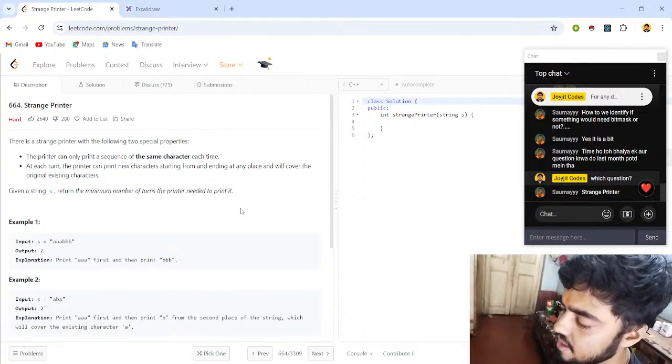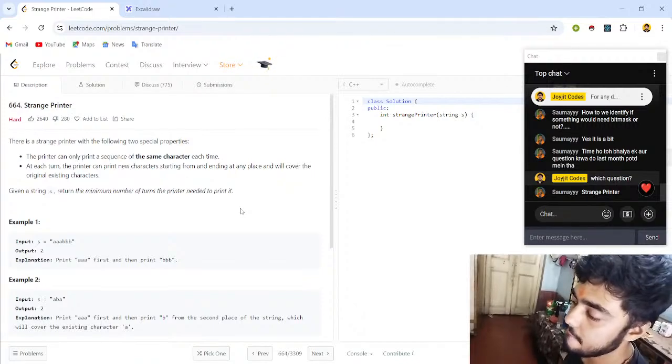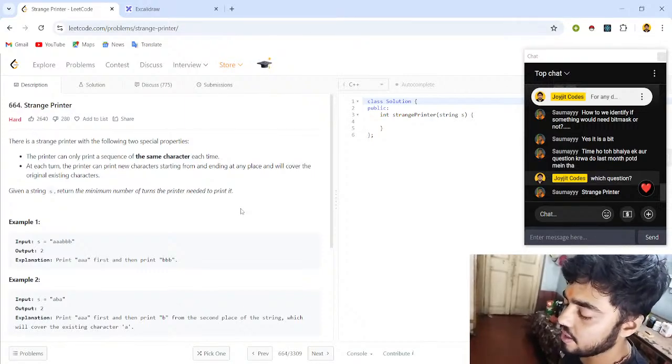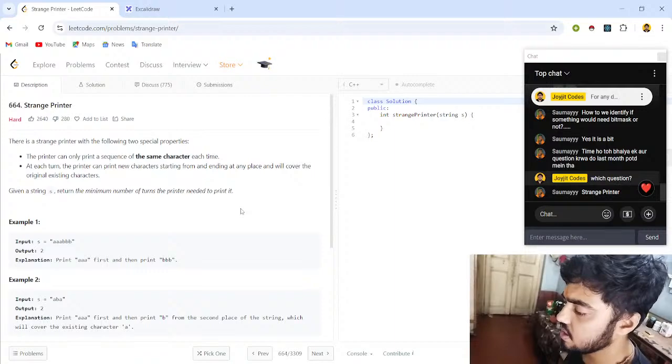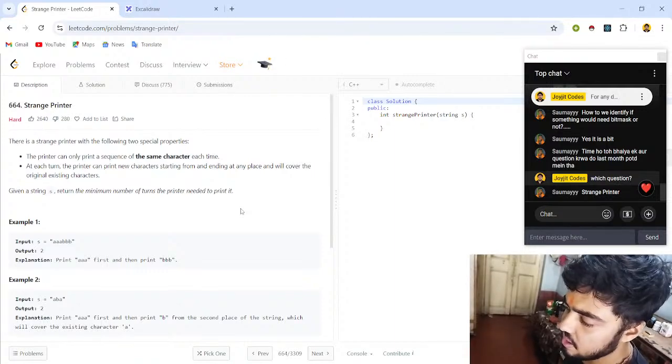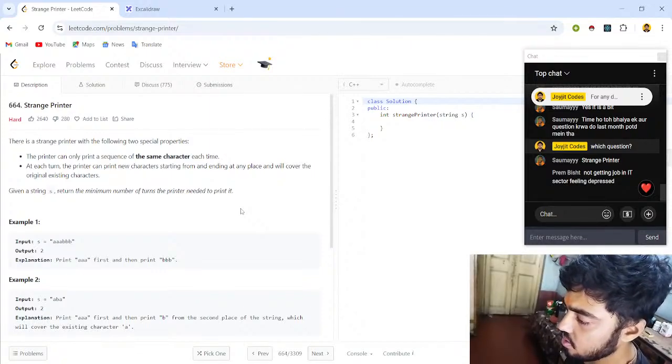But something that I can take out from this question is basically what you can do is find the first and the last position of every character, first of the first character whichever is there. You can find the last position of that character and then print it and then check for the rest.